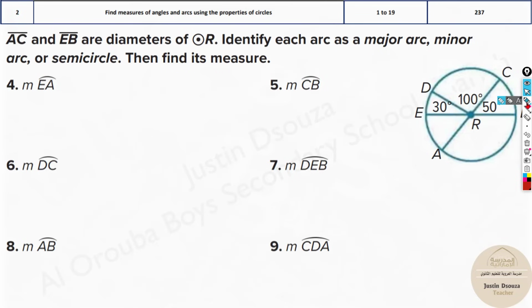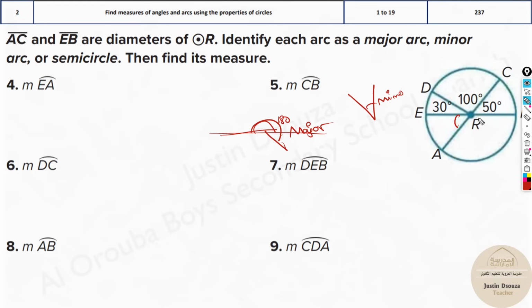Here we have been given a circle with many angles and we need to find the measure of arcs. And we have to tell whether they are major or minor arcs. Now EA, you can see E and A, right? This is a minor arc because it's less than 180 degrees. But here it's not just finding that, you need to even find the angle. Now whenever an arc is 180 degrees, it is a semicircle. But if it is anything more than 180, it is a major arc. And whichever is less than 180, it's a minor arc.